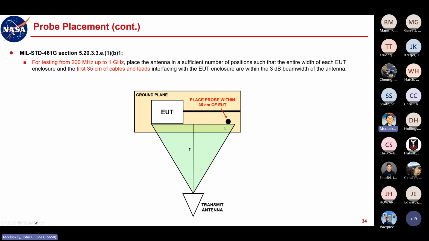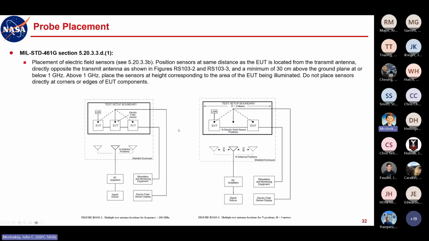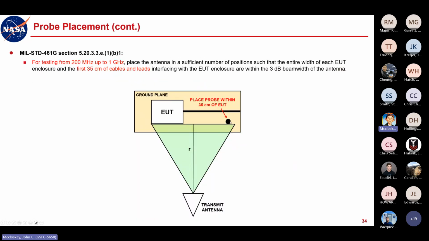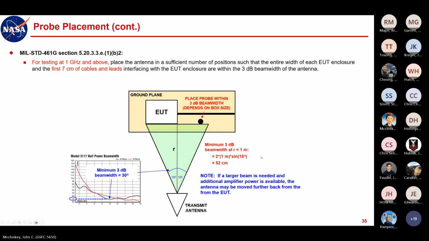So you want to put it off to the side, at basically the same distance from the antenna as the EUT. So it's just an unfortunate way that they drew the diagram in the MIL standard. So I redrew it here to make it a bit more explicit, and keep it within the 3 dB beam width of the antenna. Following the guidance in the MIL standard, from 200 megahertz up to 1 gig, you want to encompass the first 30 centimeters of cable coming out of the EUT, and then for 1 gigahertz and above, it's the first 7 centimeters of cable.